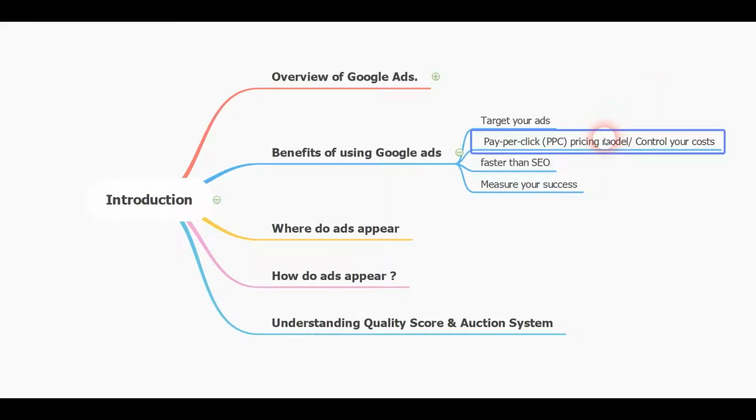PPC, or pay-per-click, pricing is the primary way Google advertises itself. Now, the best thing about PPC is you only pay for the click. Let's say I'll take the example of a billboard again. When you got that billboard, obviously you paid a certain amount, right? But you don't know if that is going to work out. But when it comes to Google Ads, you're only paying when someone is clicking on your ad.